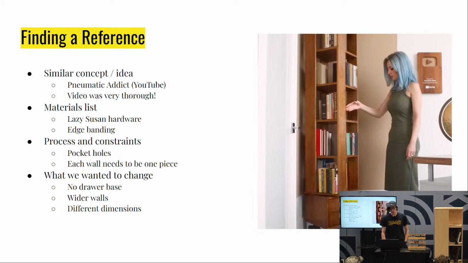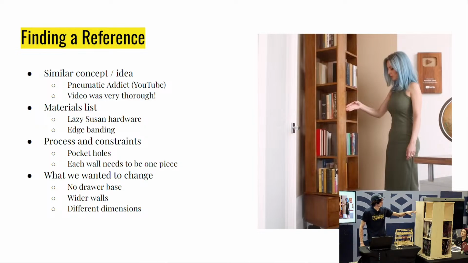But also good insights into the process and constraints we were gonna face, like how we were gonna need to use pocket holes to secure this sort of awkward shelf alignment to the walls, which I'll talk about in a second, but also that each of the walls need to be one piece in order for it to be pretty structural, so that affects what we can build on a given size of stock.